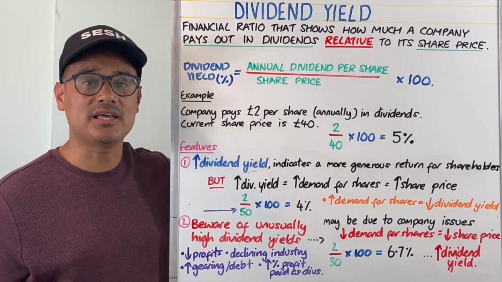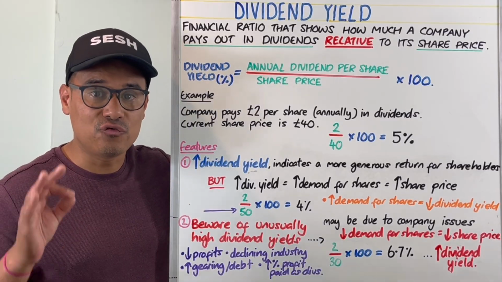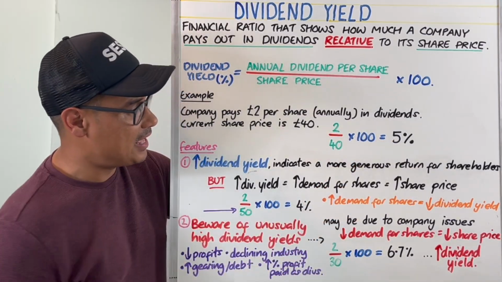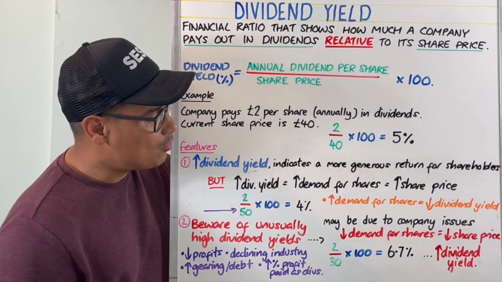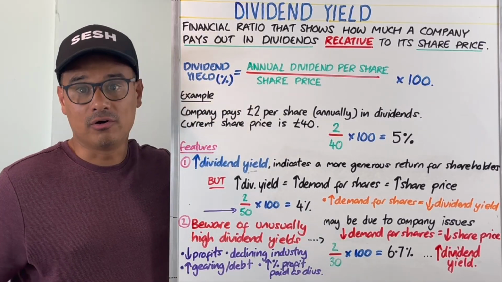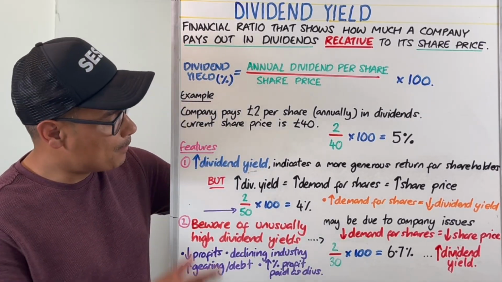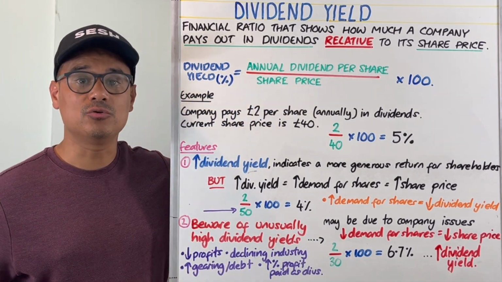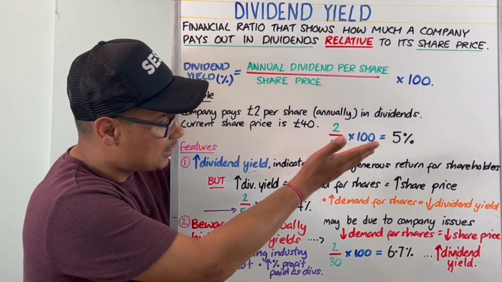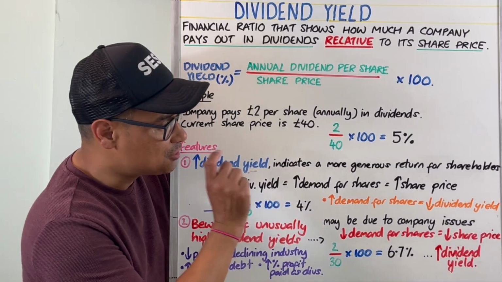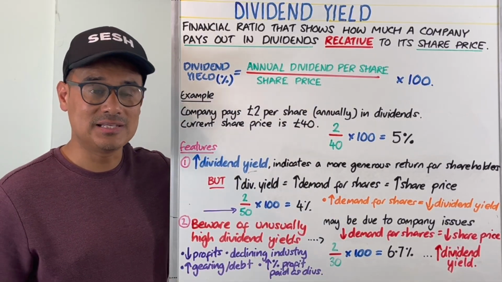Now, a key feature here is that naturally your first impression will be that the higher the dividend yield, the more generous the return on income for shareholders. But it's worth noting that a higher dividend yield becomes more attractive, which possibly means a higher demand for shares, and a higher demand for shares might make the share price increase.